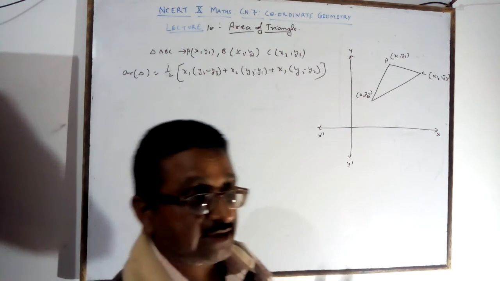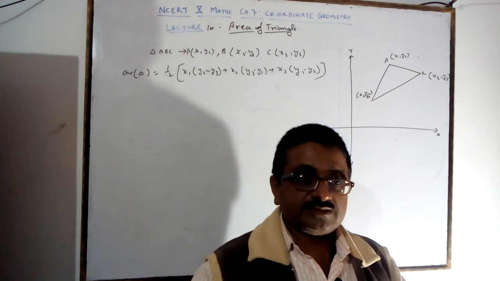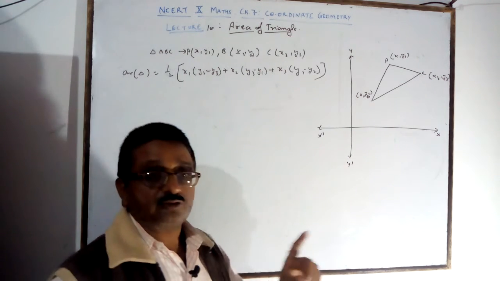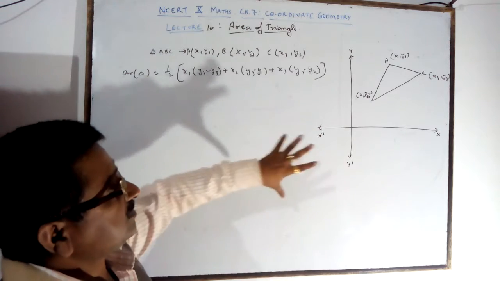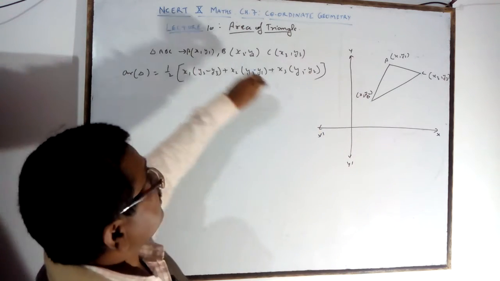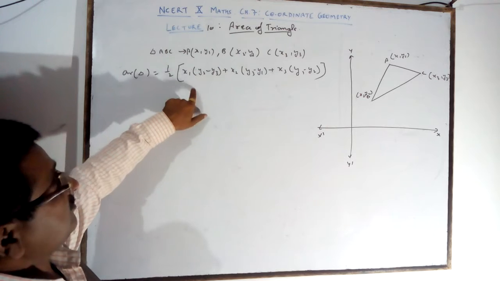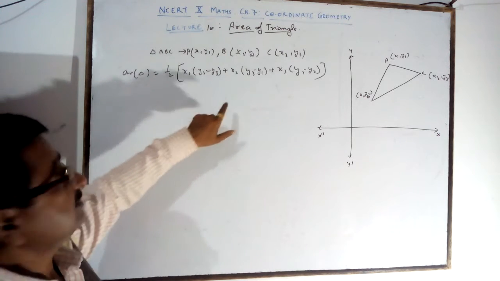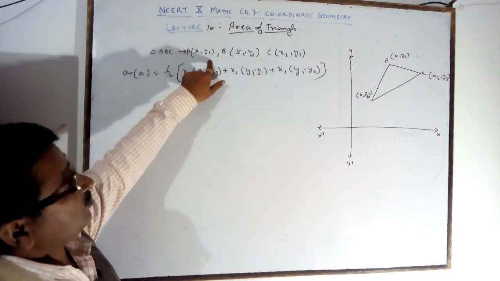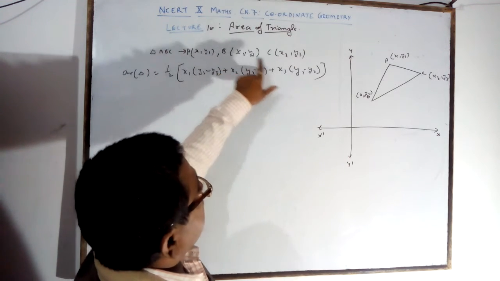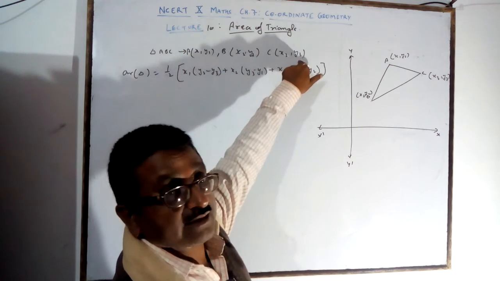We know Hero's formula, under root s(s minus a)(s minus b)(s minus c), where s is equal to (a plus b plus c) by 2. These formulas we know. But when the coordinates are given, there is a special formula for the area of a triangle. x1 y1 is the coordinate of A, x2 y2 is the coordinate of B, x3 y3 is the coordinate of C.